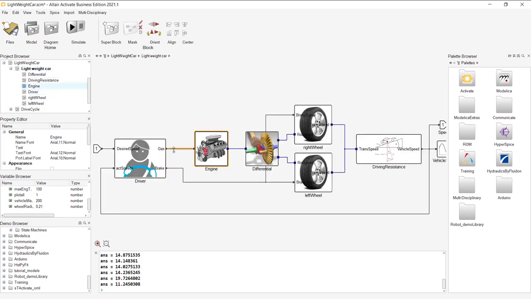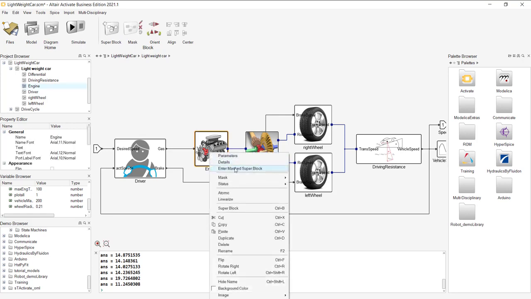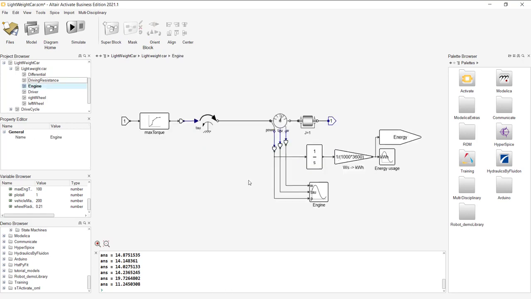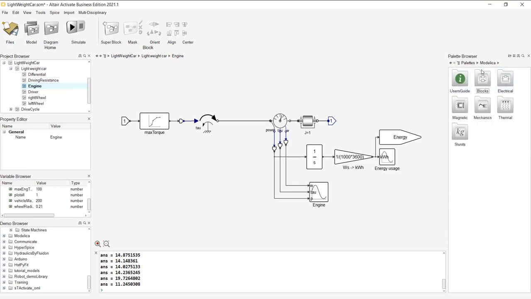And then our driver applies basically an acceleration, the gas pedal, and sends an acceleration signal to our engine subsystem. So we can look inside that. And we have a simple engine, which is modeled using Modelica blocks. And again, I'll show you on the palette browser on the right side, we can go into our Modelica block library.